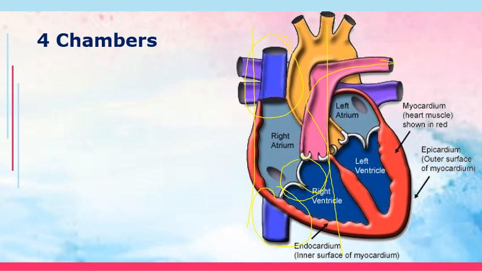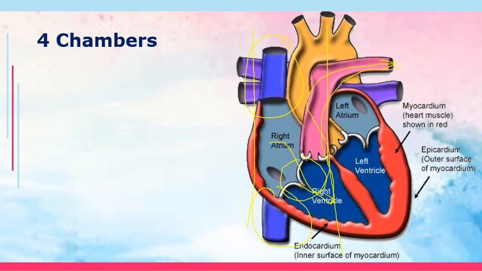Take note, your pulmonary artery is the one and only artery that carries deoxygenated blood. Then it will go towards your lungs. Now again, from the right atrium, it will go towards your right ventricle. After your right ventricle, it will be going towards your lungs.